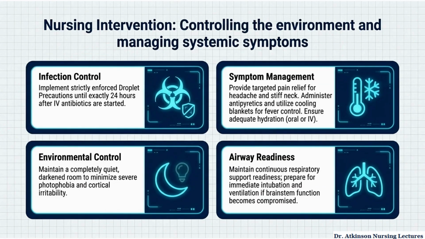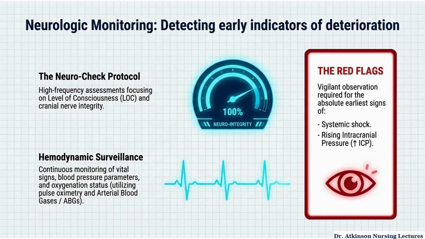Nursing management focuses heavily on infection control, symptom reduction, and neurologic protection. Droplet precautions are maintained until the patient has received at least 24 hours of effective IV antibiotics. Patients often require a dark, quiet environment because photophobia and meningeal irritation can be severe. Nurses also aggressively manage fever, hydration, pain, and respiratory status while closely monitoring for worsening ICP, seizures, or declining airway protection. In meningitis, deterioration can happen very quickly, so neurologic monitoring becomes a priority nursing responsibility.